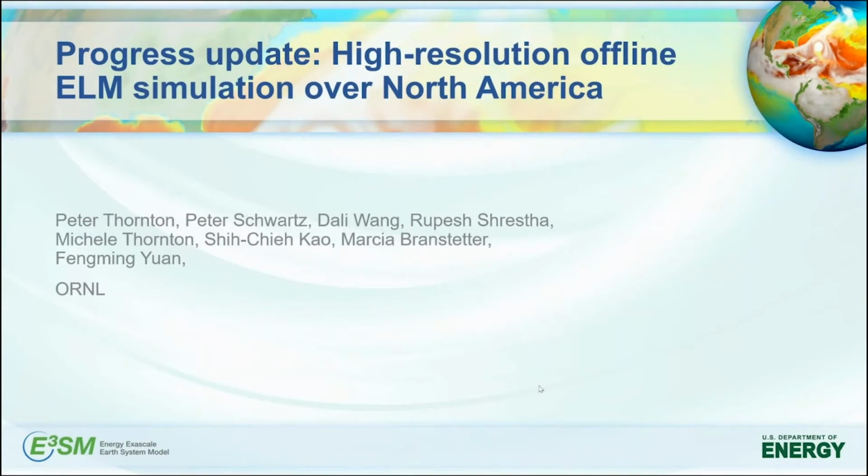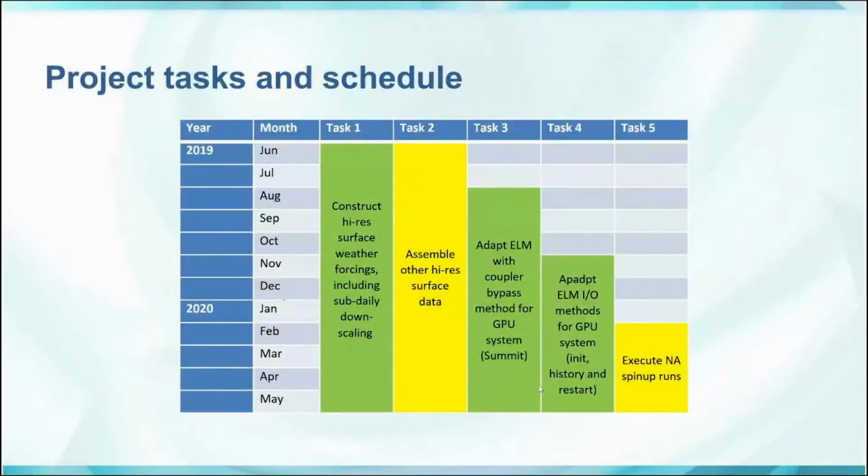And we broke this down into 5 separate tasks over the past year, and I'll give you a quick summary of what those tasks are. The colors indicate degree of doneness of these tasks after a year of work. The first thing that we tackled was to construct the high resolution surface weather forcings, including all the sub-daily downscaling that's needed to provide our best quality of input data for the model over this region.